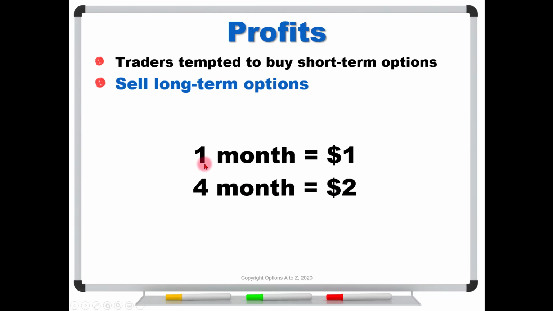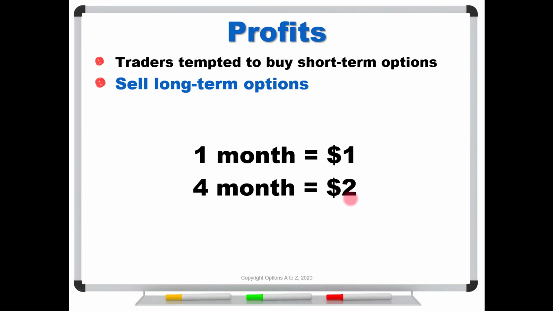But I'm going to sell the 1-month option 4 times. So I'm still going to take 4 months to carry this out, but I'm going to get $4 instead of 2. Twice as much money. On the flip side, if you buy the 1-month option 4 times, it's going to cost you $4, whereas you could have just bought the 4-month option for 2. Cut your cost in half.